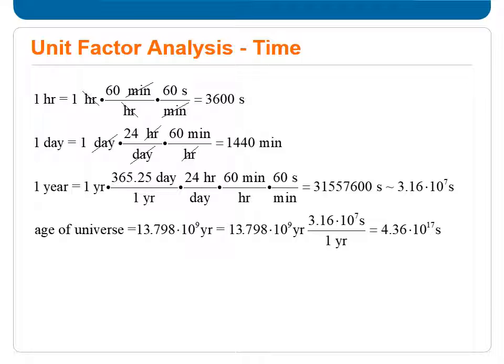What is the age of the universe in seconds? The age of the universe is about 13.8 billion years. We can just multiply by the unit factor found in the last problem to get that the universe is about 4 times 10 to the 17 seconds old.